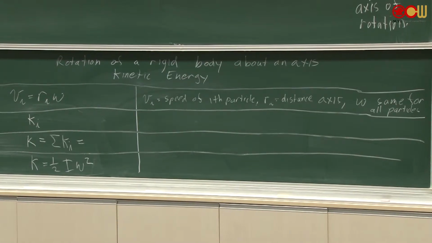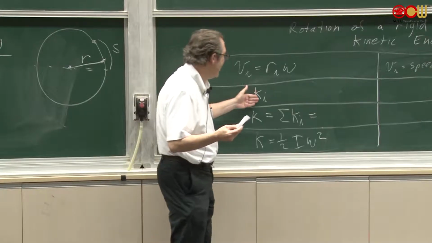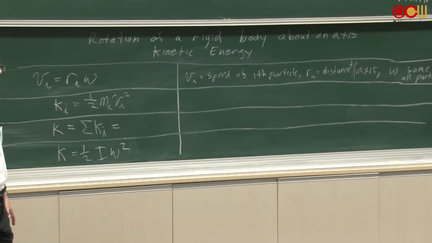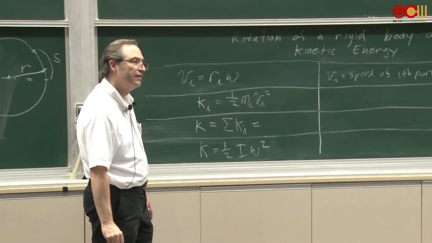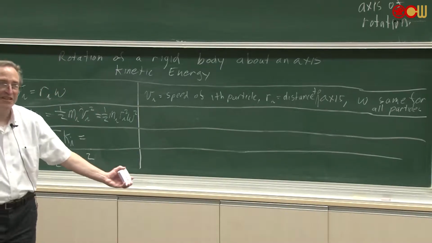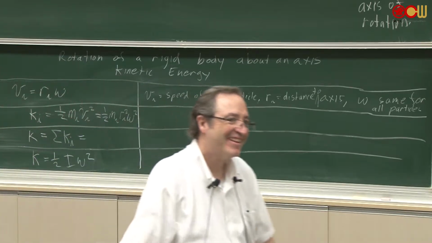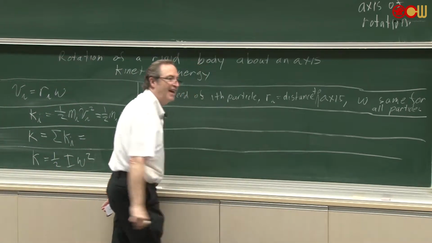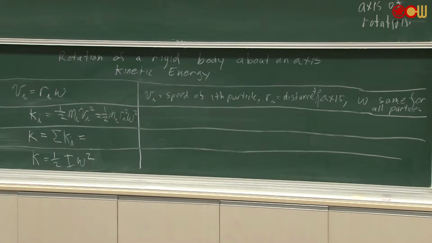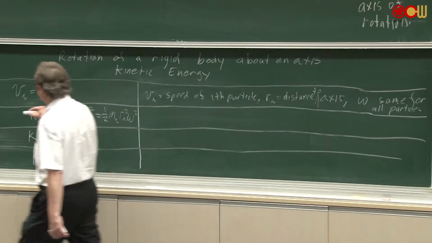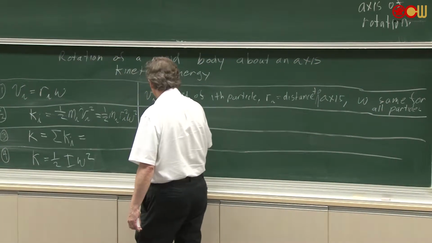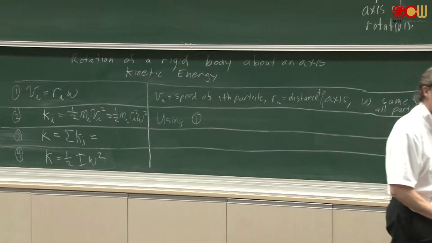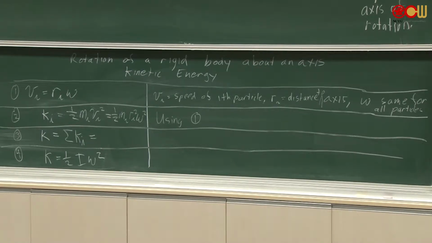What do you think goes in there? Ki equals 1/2 mi vi squared. That's good. Can you go any further? What does this equal? Good. Was that hard? Not that hard, right? What do you think I should write here? We used this number, so we're using Vi equals Ri omega. That's true. We should write that down.